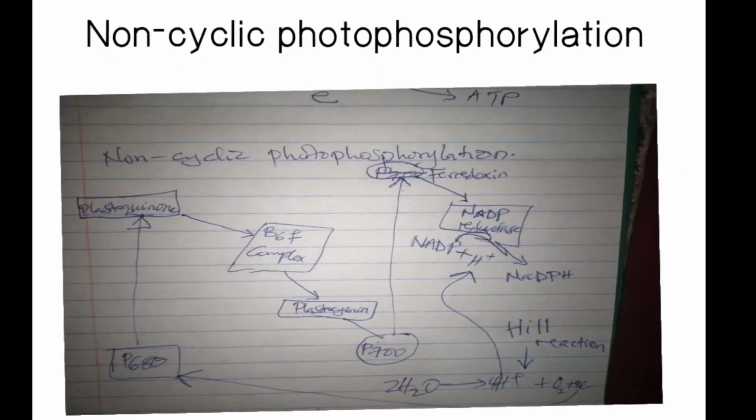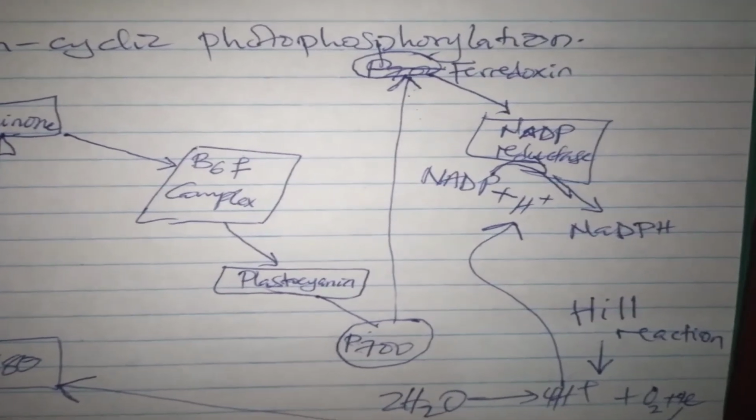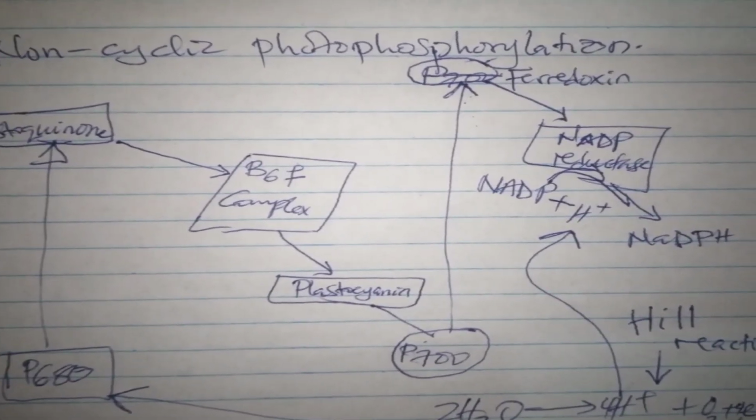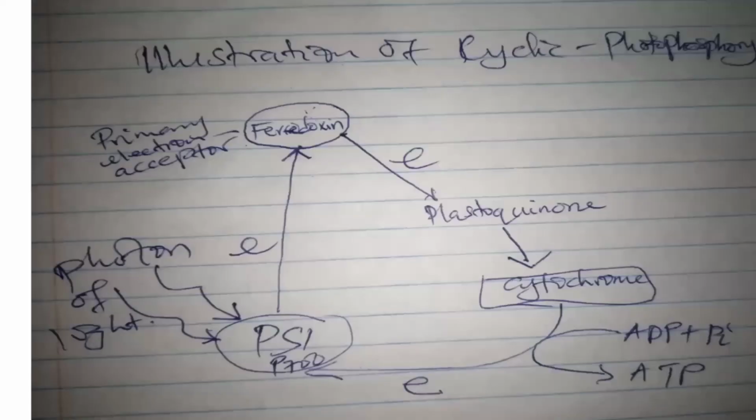Now we come to the guy, non-cyclic photophosphorylation. This is the one that we find in plants, by the way, and most of the photosynthetic organisms. I told you the other one is primitive. Now here, and I think you've seen that here, only one photosystem is involved. That is photosystem 1.